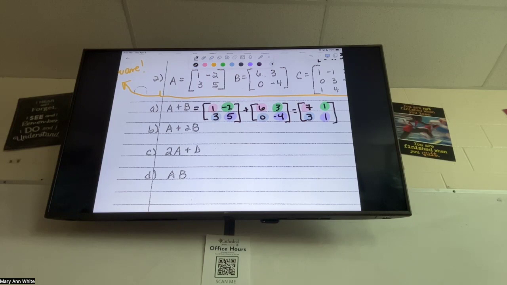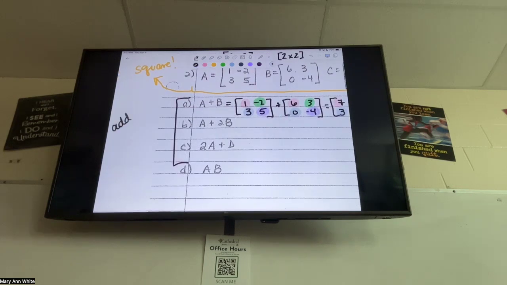One thing to note, you can only add and subtract if the matrices have the same dimension. So this worked out nicely because there's only a top right and a top left and a bottom right and a bottom left. If there's anything extra, we can't do that. So addition and subtraction must have same dimension. That's not true for multiply. So when we get to multiply, I'll explain that rule in a second.